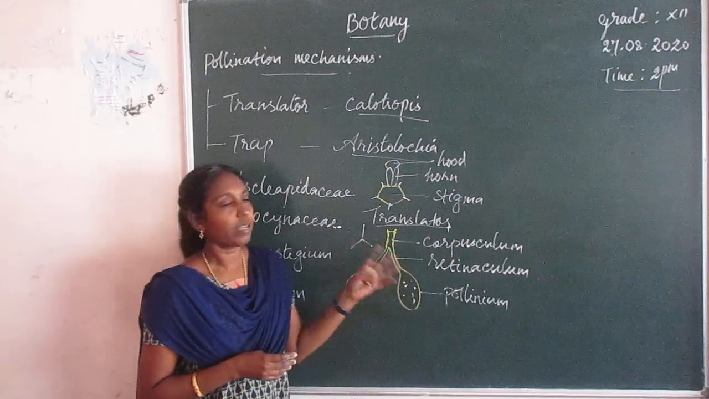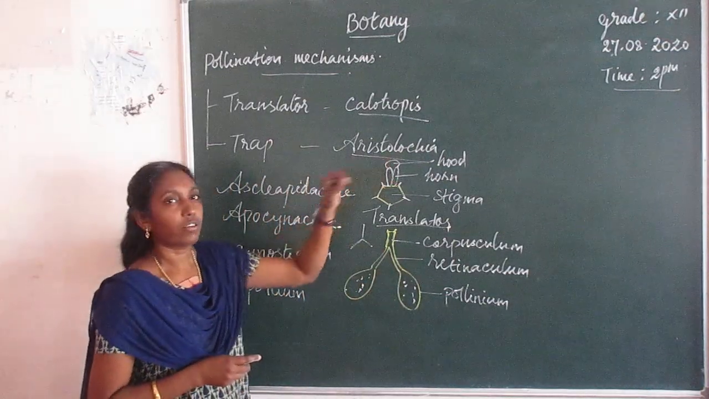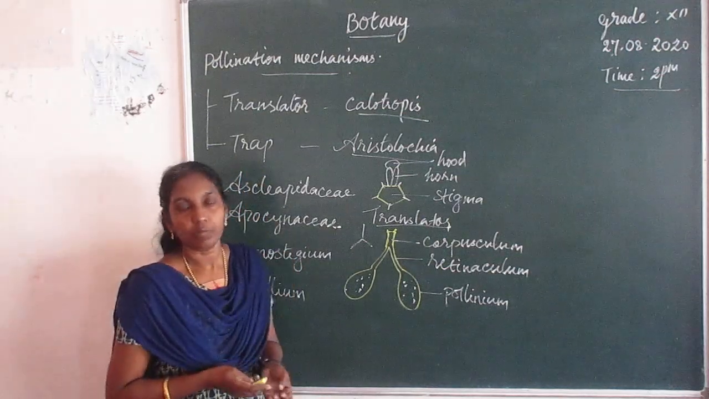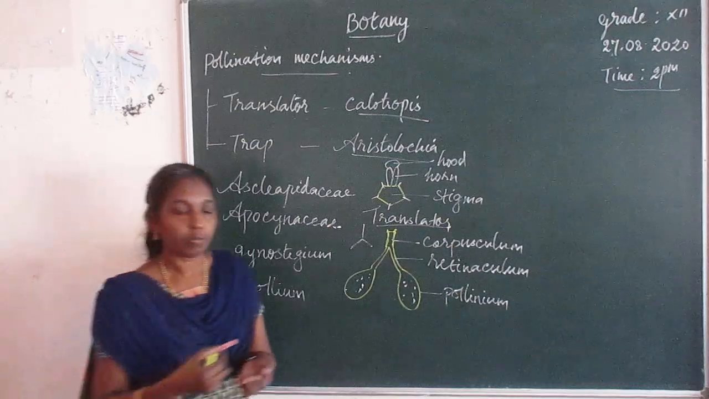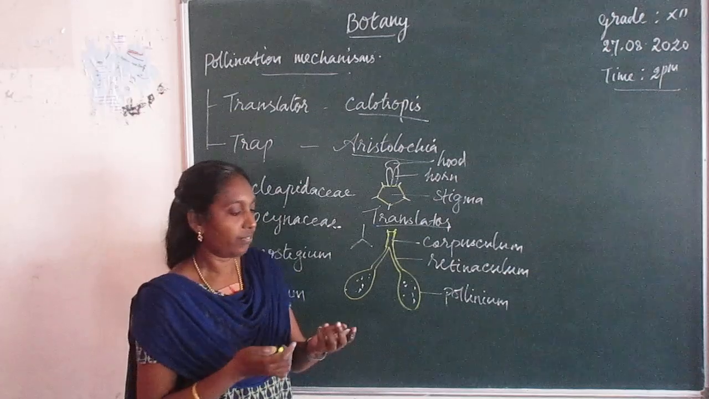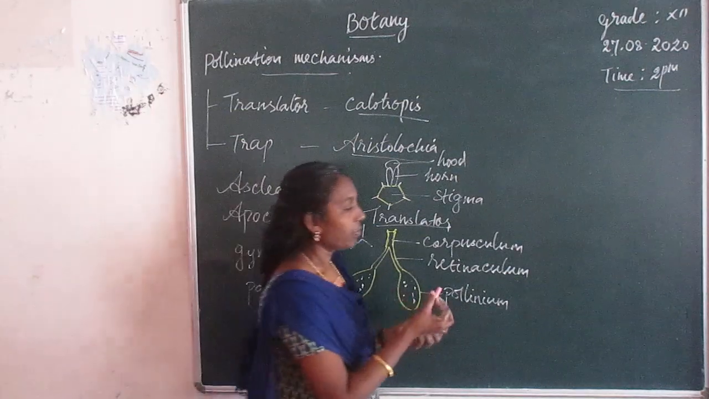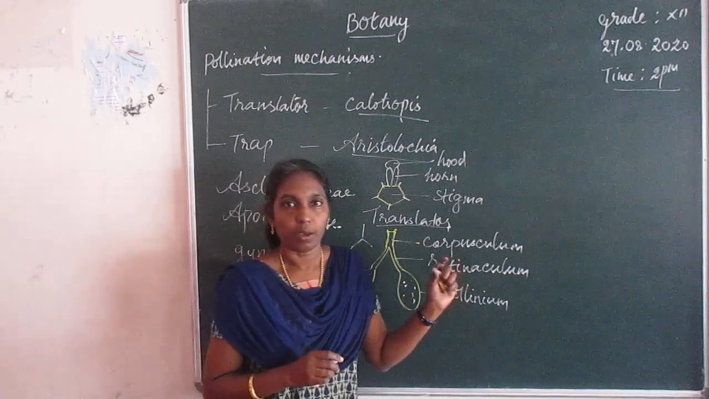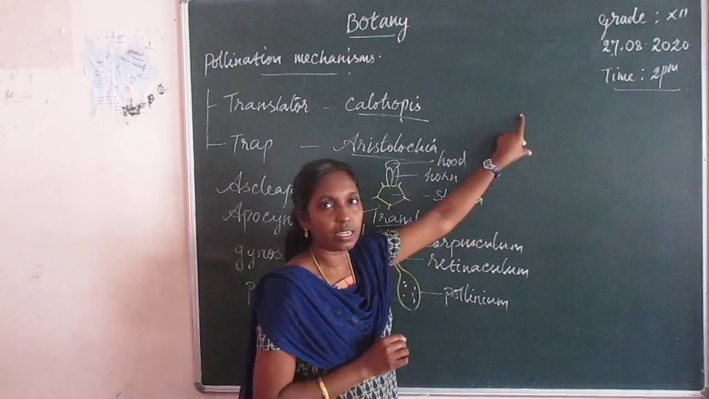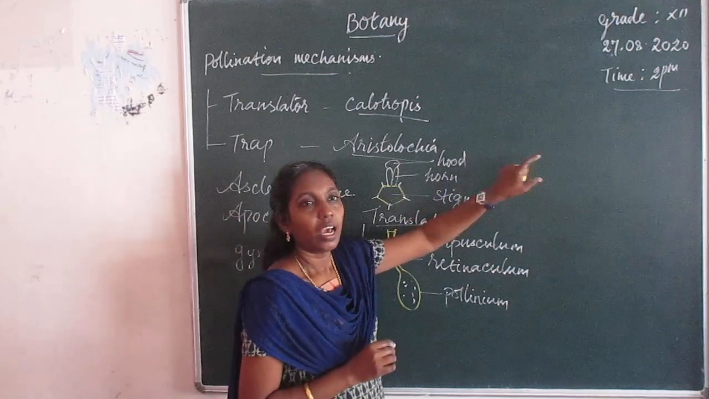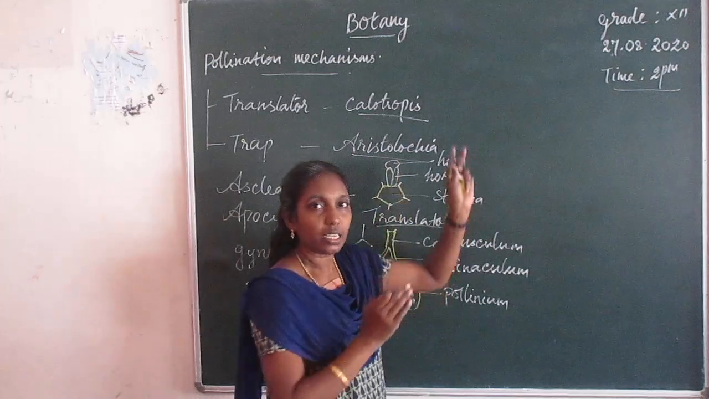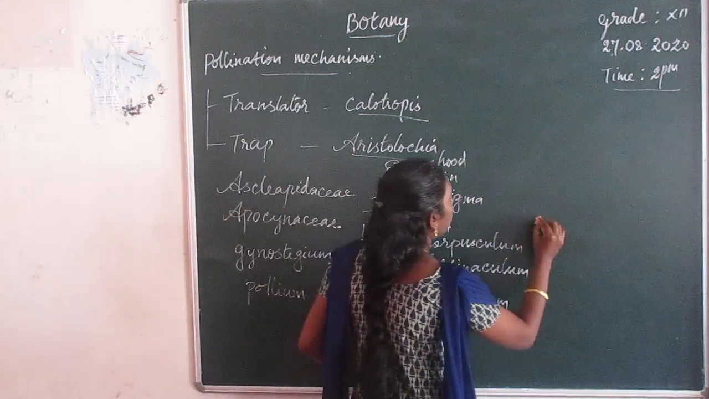That's a somewhat interesting mechanism. Then Aristolochia, another example, in which the trap mechanism is found. Another type of mechanism is called the trap mechanism. The insects are trapped by the flower. See the structure of the flower. The flower is bisexual and it produces a hood. The flower is axillary in position and the perianth is beautifully colored, with a hood at the top. It's a tubular perianth.